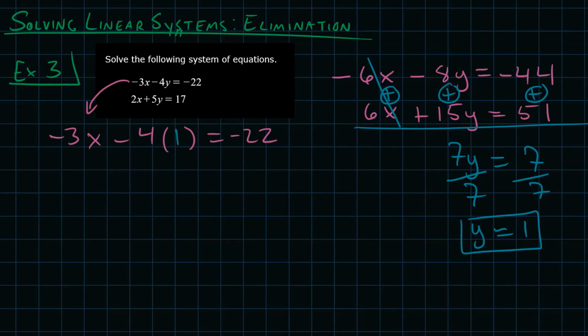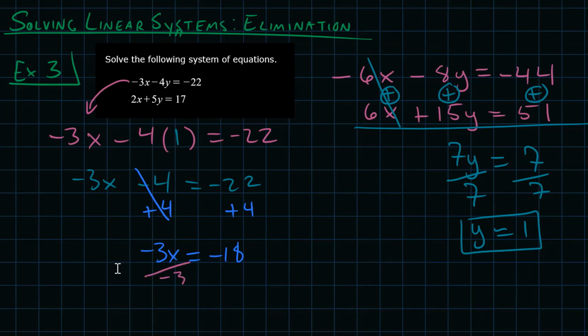Plugging the value of 1 back into y in one of our original equations, I always like to go back to the original equations instead of the equations that I multiplied, just in case there was any mistake. I don't double up on a mistake. So we can go ahead and solve for x. Multiplying negative 4 times 1 gives us negative 3x minus 4 is equal to negative 22. Adding 4 to both sides gives us negative 3x is equal to negative 18. Then finally dividing by negative 3 on both sides of the equation will yield x is equal to positive 6.